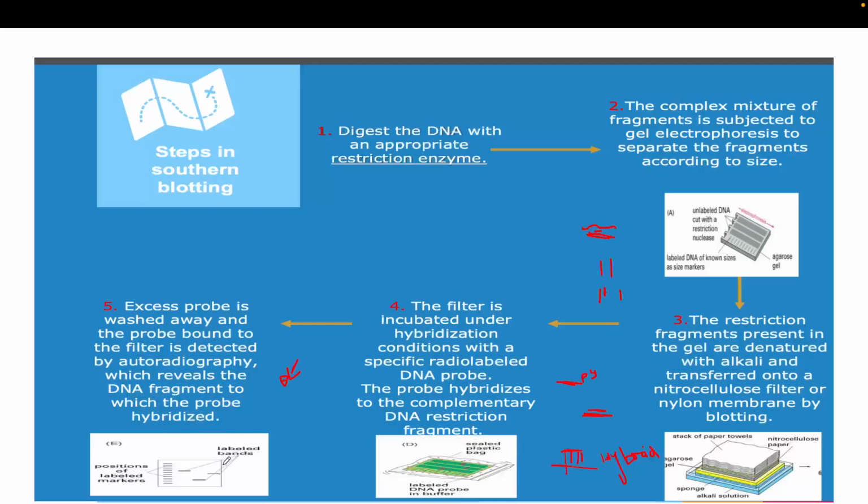So where the probe binds, it will emit a certain kind of light, and that light will be shown at those particular places. So from here you can find out in which sample you have your target sequence. So this is the southern blotting.